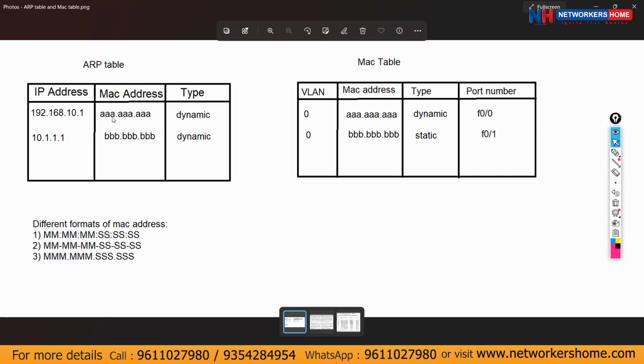Okay. There will be MAC address information, IP address information, and type will be mentioned as dynamic or static. If it is static, it will not be removed from the table after 24 hours. If it is dynamic, it will be removed from the table after 24 hours.